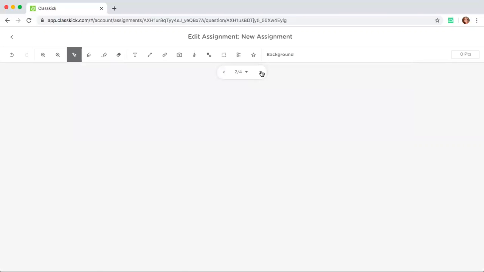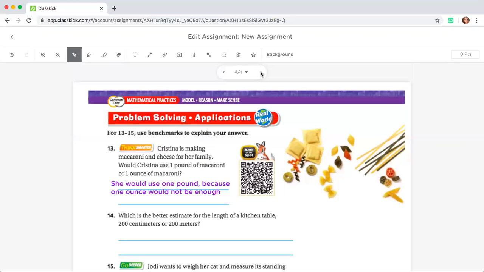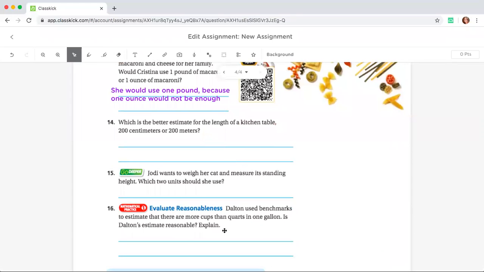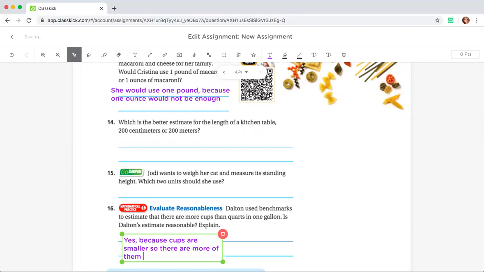So Dalton's answer is reasonable because, yes, because cups are smaller, so there are more of them in a gallon than quarts. Okay? Something like that makes sense.